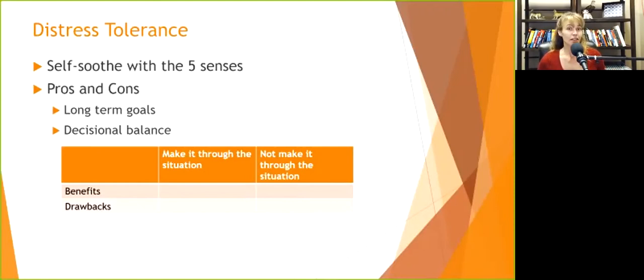One thing they talk about also is the pros and cons. Now, when you really look down at the pros and cons, it's basically just a decisional balance exercise. The long-term goals, what are the pros and cons of making it through this situation? What are the pros and cons of not making it through this situation? Yeah, the pain stops sooner. However, you may not have an opportunity to engage in other pleasurable situations.